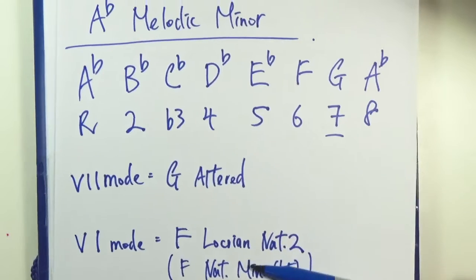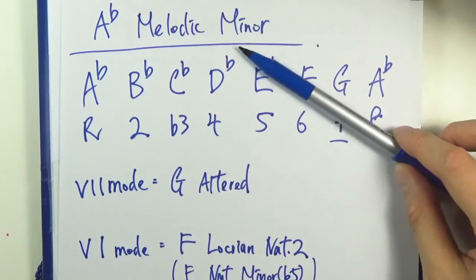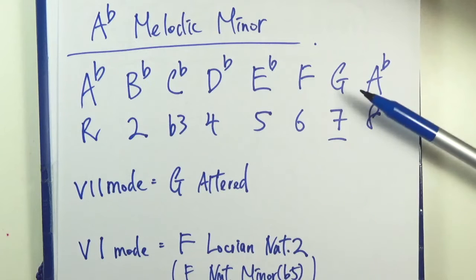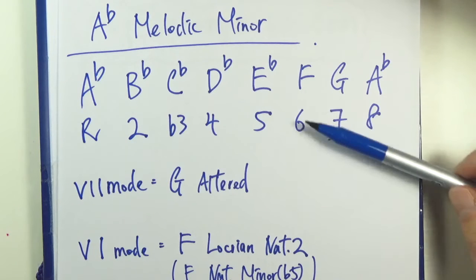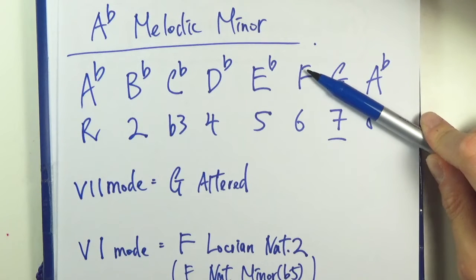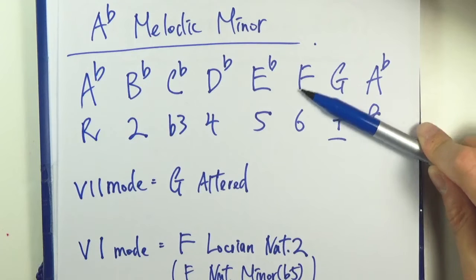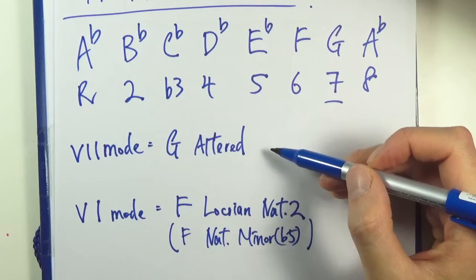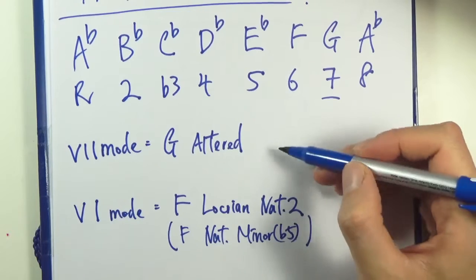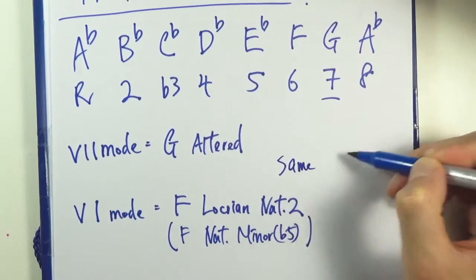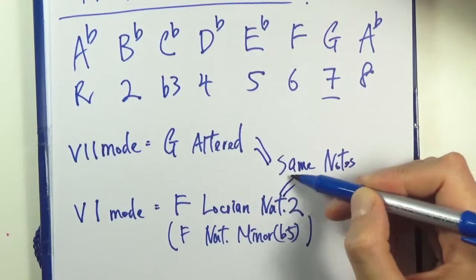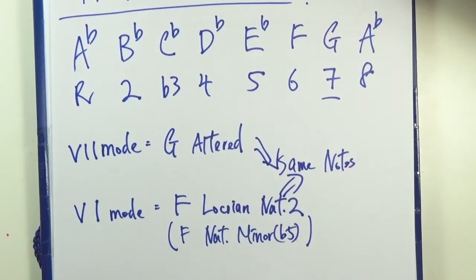So both of these are modes of the A-flat melodic minor, meaning we start on G, we end on G, at least in theory, and that would yield a G altered sound. We do the same on F. We start on F, end on F, and in theory that should give us the F Locrian natural 2 scale, right? So the point I'm trying to make is that these two scales have the same notes, because they come from this same exact scale, A-flat melodic minor.